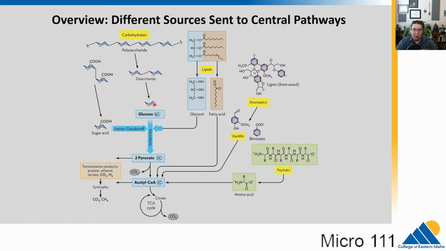Each of these arrows here is controlled by an enzyme that does the regulation of that reaction there. Having this one central pathway is very, very efficient evolutionarily.